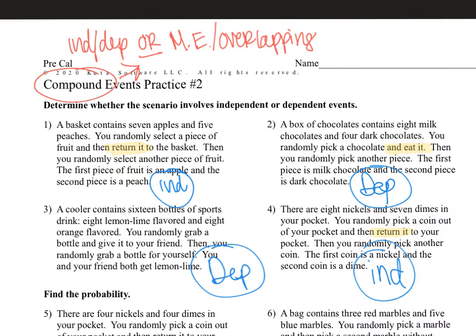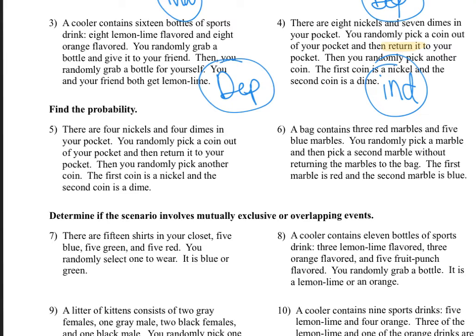Now, I am going to go to number 5 and number 6. Now the directions say find the probability. So I'm going to use what I did in 1 through 4 to figure out 5 and 6, okay? So let's go ahead and read that one. So it says there are 4 nickels and 4 dimes in your pocket. You randomly pick out a coin from your pocket, return it, then you randomly pick another coin. You want to find the probability that the first coin is a nickel and the second coin is a dime. So you have to determine if it's independent or dependent first. Because I said I'm going to return it, this is independent. Okay?